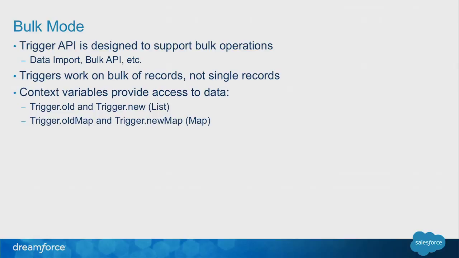The context variables you get are Trigger.old and Trigger.new. Those give you a list of all the records. You also get Trigger.oldMap and Trigger.newMap. If you use Trigger.new in an insert operation, for example, it's not going to have the ID. But if you're doing an update or a delete operation, you get Trigger.oldMap and Trigger.newMap, which have your IDs. I always use the maps as much as possible, because then you can iterate over them and match up on the IDs.